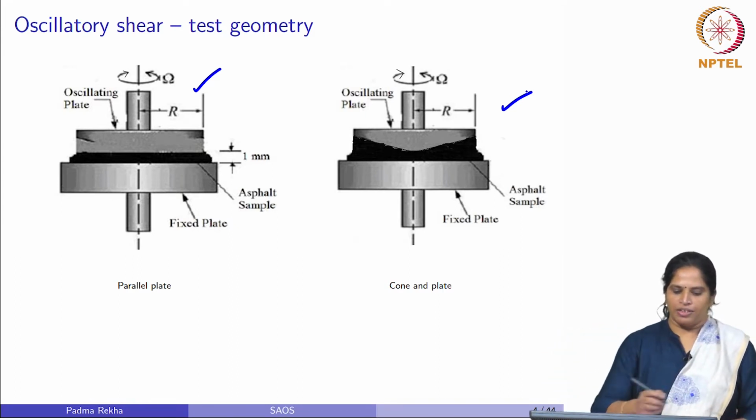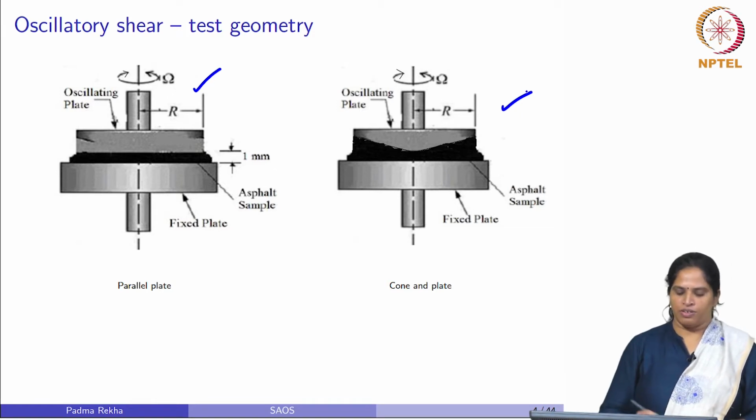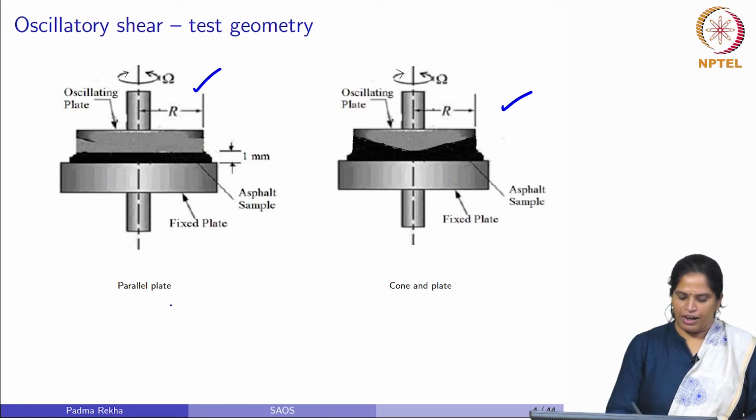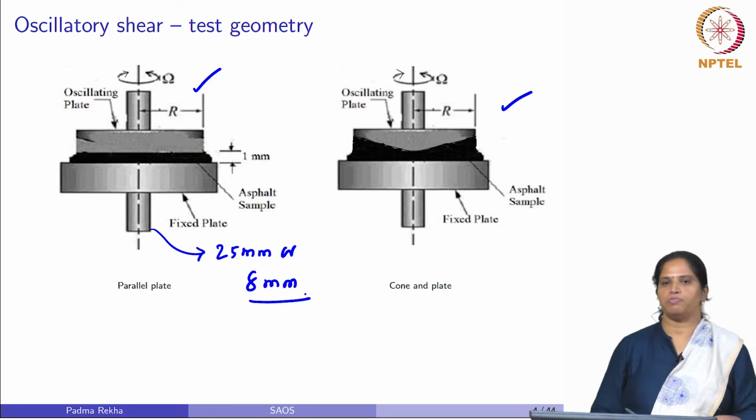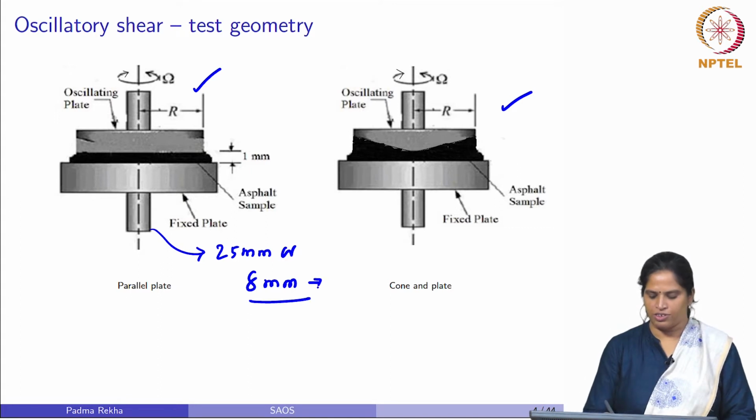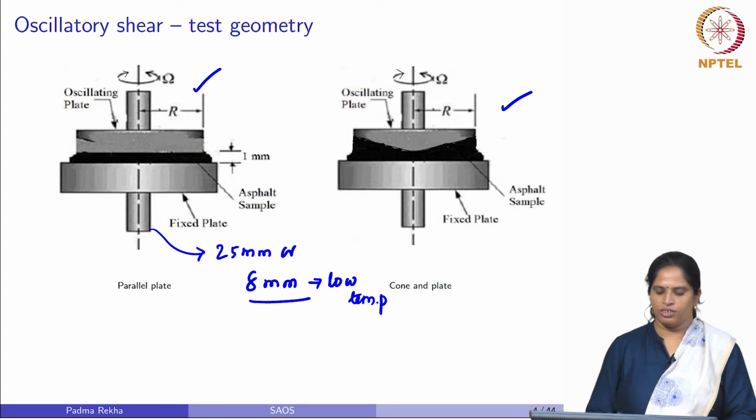Generally for testing a bitumen we use a parallel plate geometry in which the diameter of the parallel plate can be varied, but generally we use 25 mm diameter or 8 mm diameter. The 8 mm or smaller diameter is preferred when we test at low temperature or when the material is stiff, and at high temperature we use a 25 mm diameter.